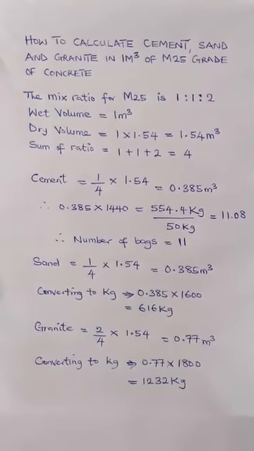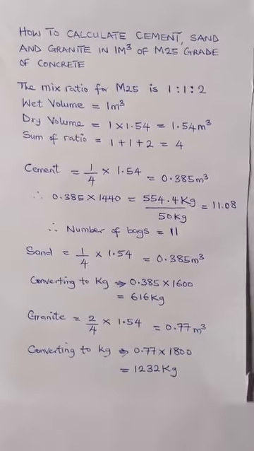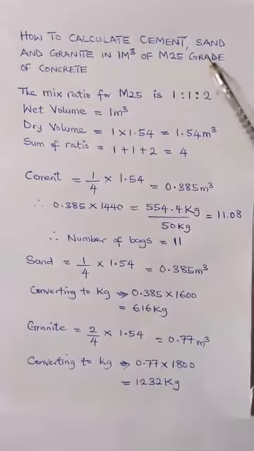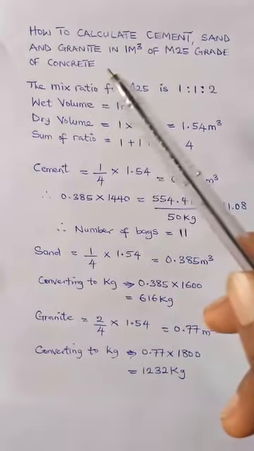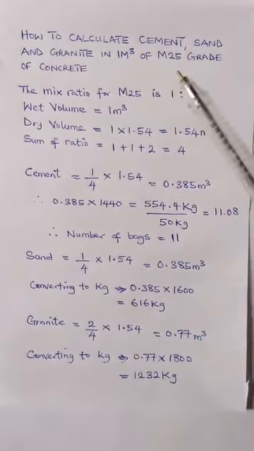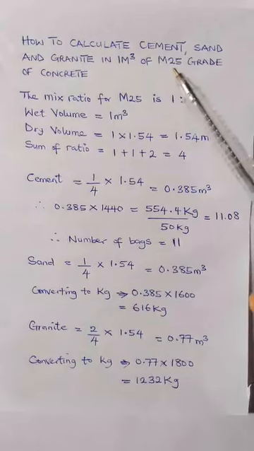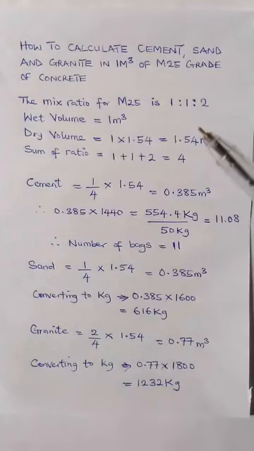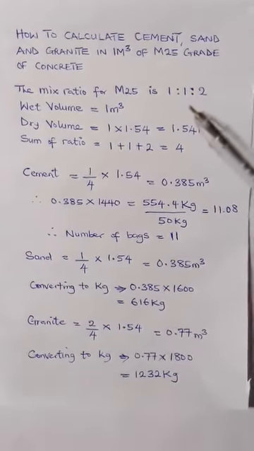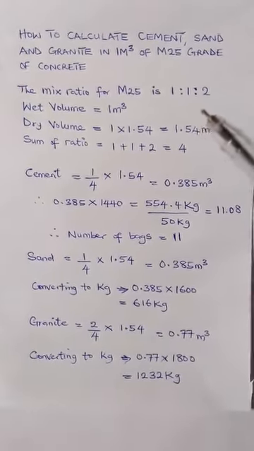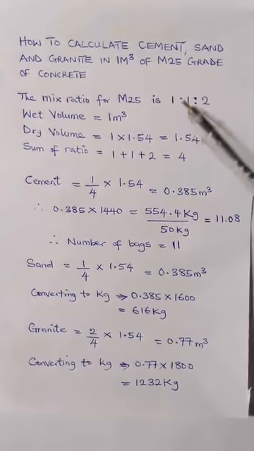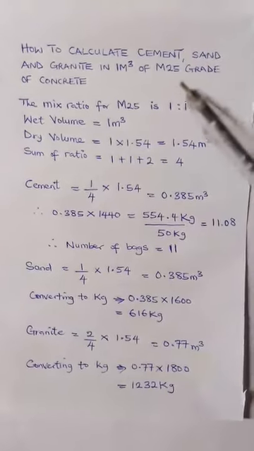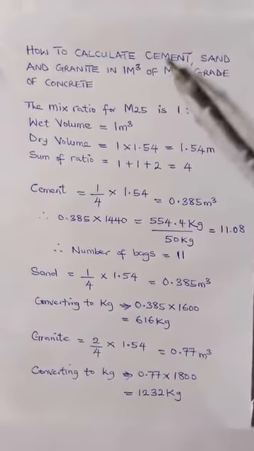I want to draw attention to the topic I titled How to Calculate Cement, Sand and Granite in 1 cubic meter of grade 25. Basically, this is more of a material quantity estimation, to calculate the quantity of our cement, sand, and granite in a concrete, because as you know, concrete is made up of cement, sand, and granite.